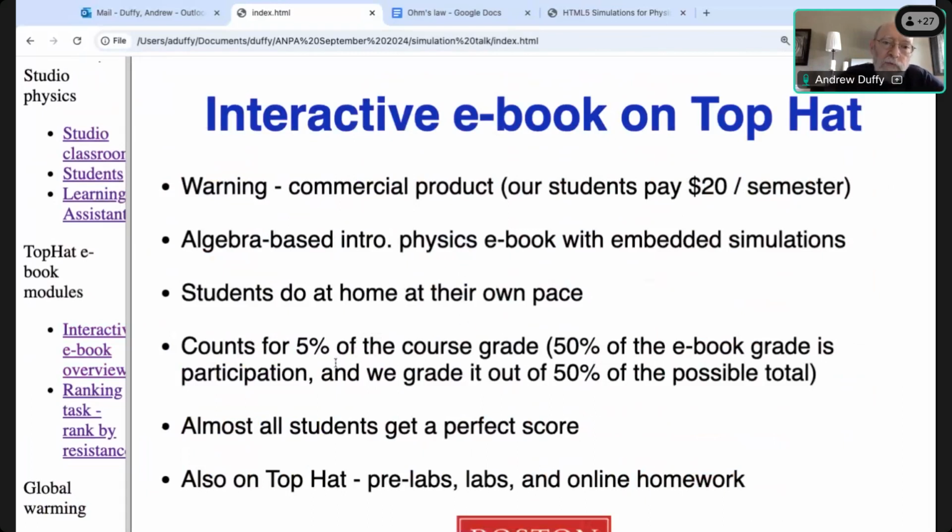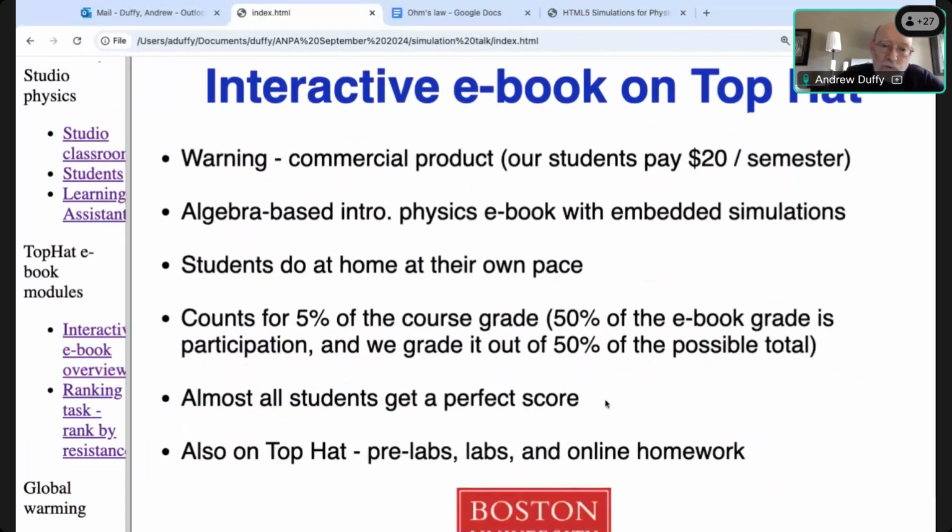And we give them a grade for 5% of the course grade, but almost all of them get that full 5 points because 50% of the ebook grade is based on participation, and we only graded at 50% of the possible total anyway. So the grade for that is just to get them to go through the ebook, encourage them to go through the ebook and do it.